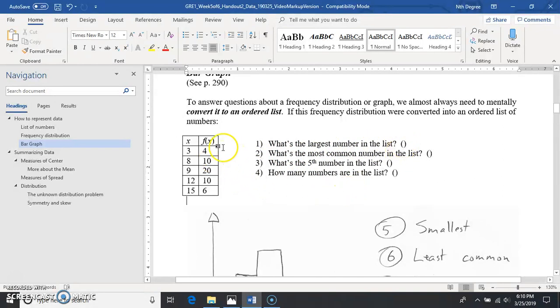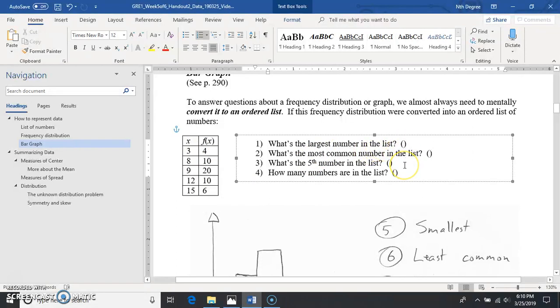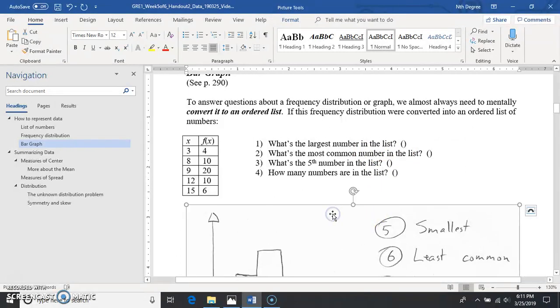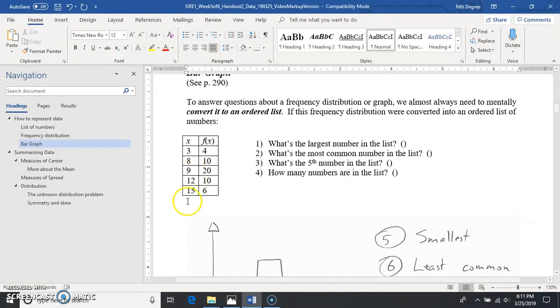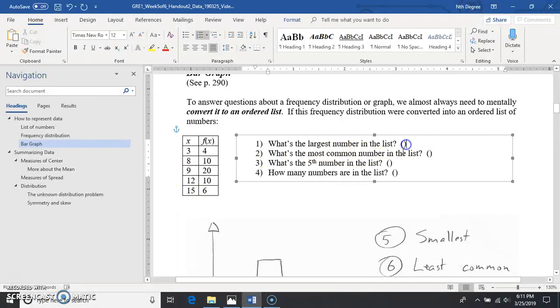Number one, what's the largest number in this list? Now, a lot of students who are new to this would say 20. They look at all these numbers and all they're seeing is numbers. They see the biggest number here is 20, so I guess the largest number in the list must be 20. I hope you can recognize that is wrong, because remember, there are no 20s in the list. There are 29s, but there aren't any 20s. What are the actual different numbers in this list? They are 3, 8, 9, 12, and 15. What's the largest one? 15.